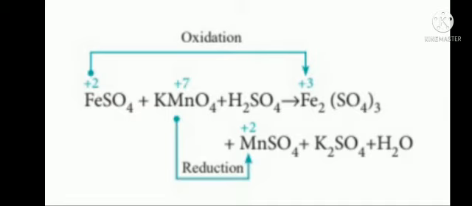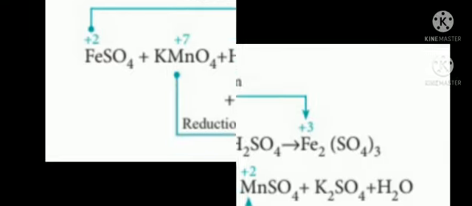In this reaction, the oxidation number of Mn in KMnO4 changes from +7 to +2 by gaining 5 electrons. Hence, it undergoes a reduction reaction. The oxidation number of Fe in FeSO4 changes from +2 to +3 by losing 1 electron. Hence, it is called an oxidation reaction. It is given in step 1.